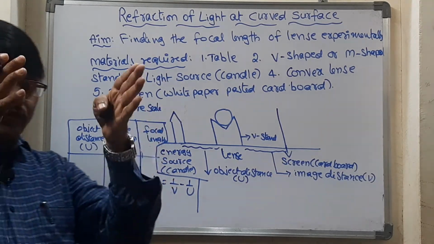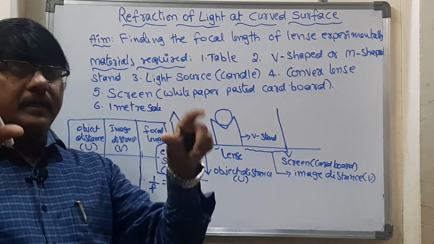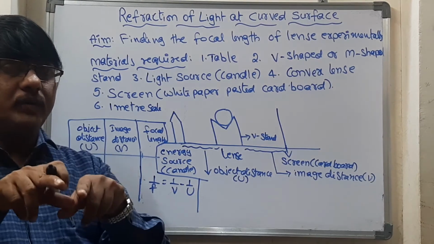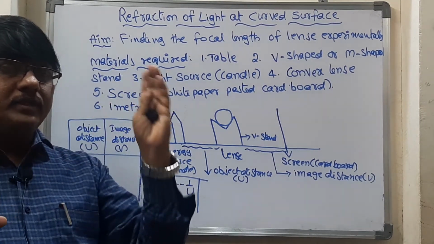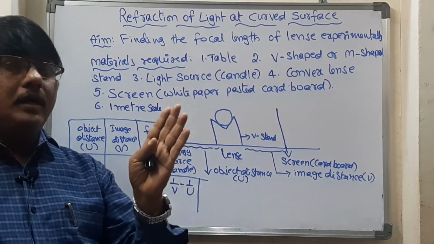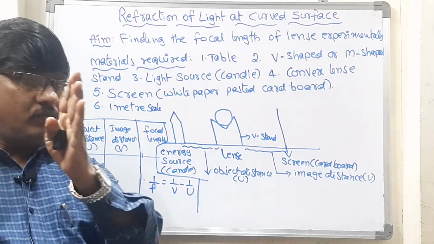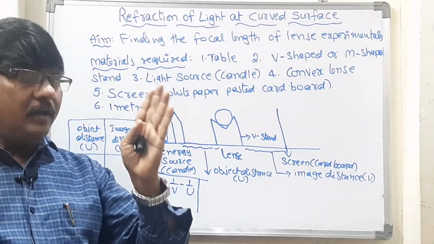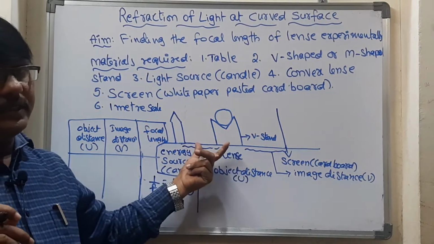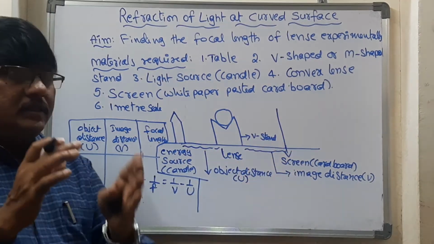We have to write the experiment procedure. In the procedure, what you should write first is what you have taken: a table. On that table, at the center, you place the M-shaped stand. On the left side, we place the energy source, the light source, that is a candle. And on the right side, you place the screen. Afterwards you find the distance between the object, that is the energy source, and the lens, that is the object distance. And where you get the sharp image, that is the image distance. And this is one situation.